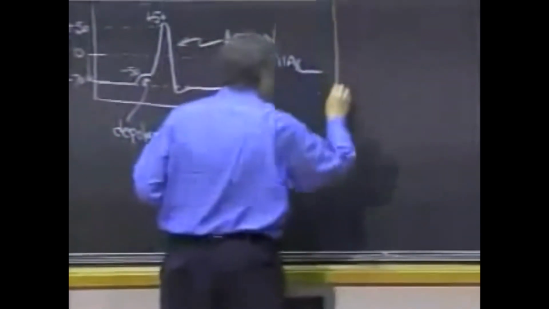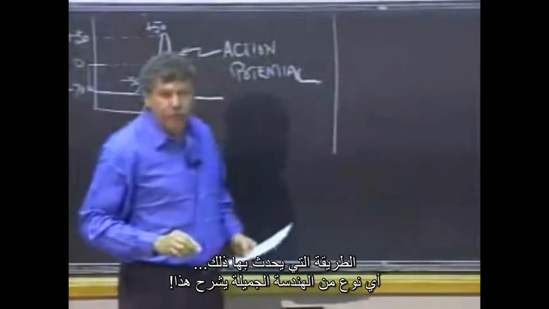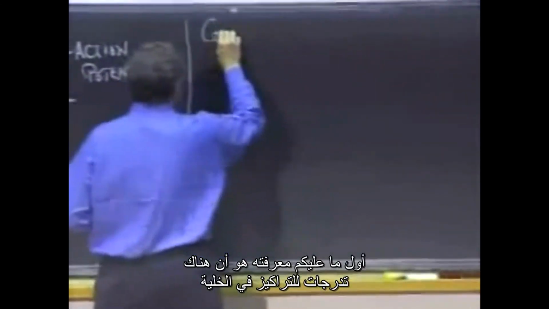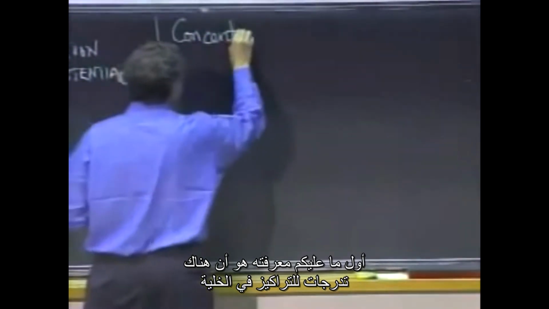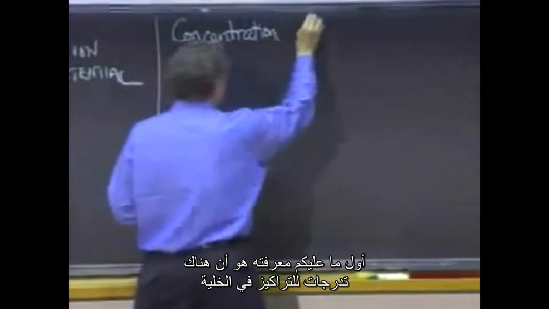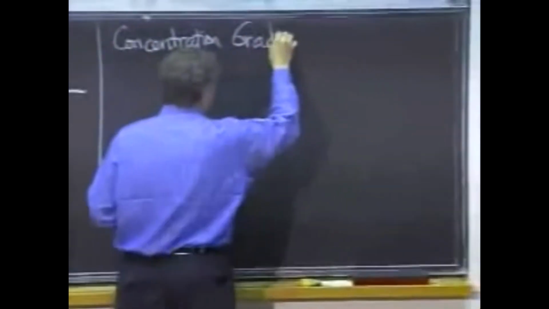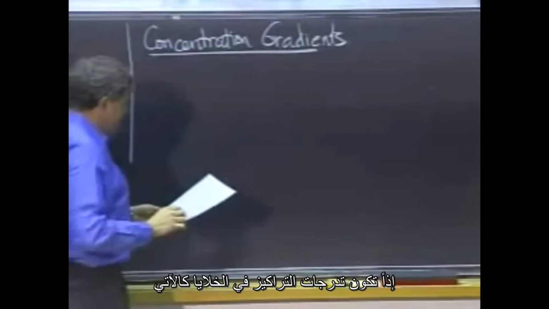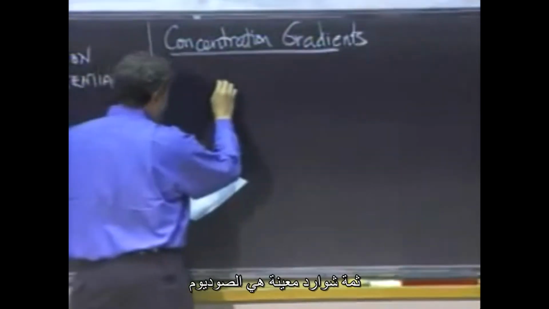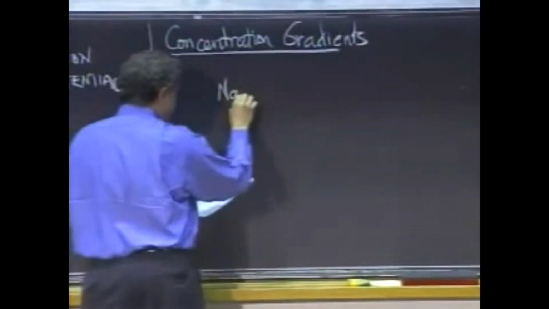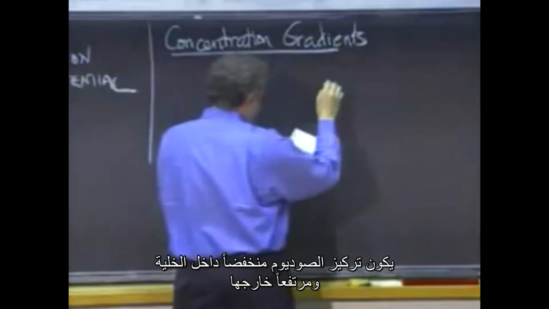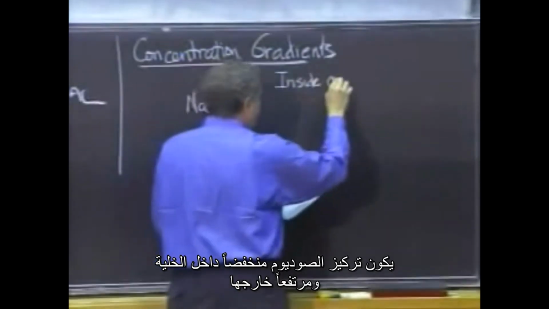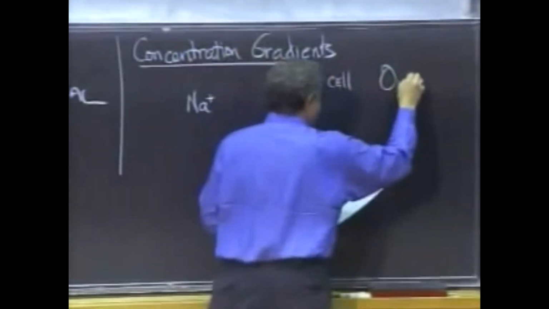Well, what kind of a beautiful piece of engineering explains this? The first thing you need to know is that there are some concentration gradients set up in the cell. The concentration gradients in the cell are as follows. There are certain ions, sodium. Sodium happens to be low inside the cell and high outside the cell.